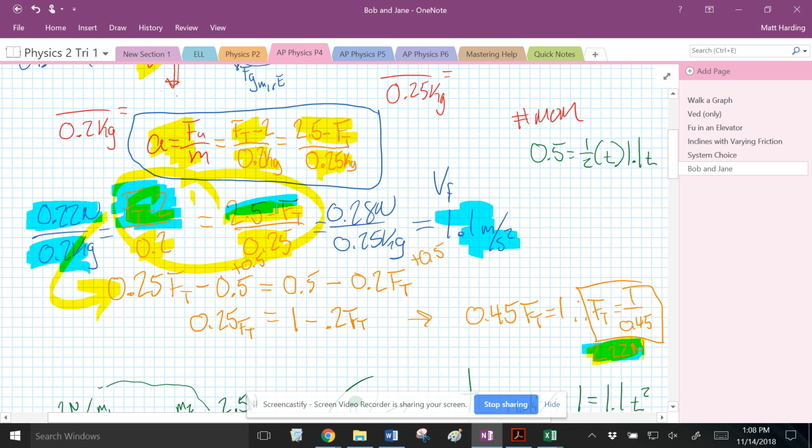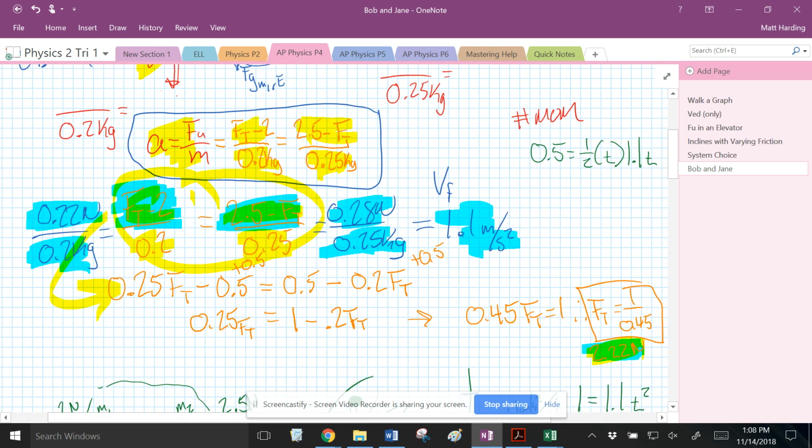If I do the same thing over on this side, I'm going to have 2.5 minus 2.22. That gives me the FU on object 2 of 0.28 newtons. They have different FUs. It's bigger, but it's got to have the same acceleration, so it takes a bigger FU. So I take 0.28 newtons divided by 0.25 kilograms.